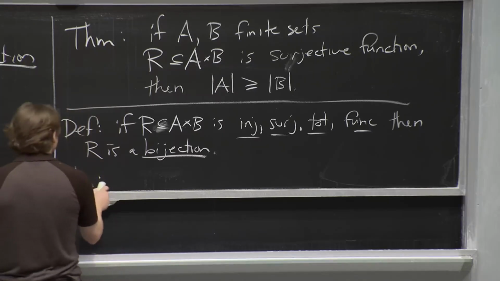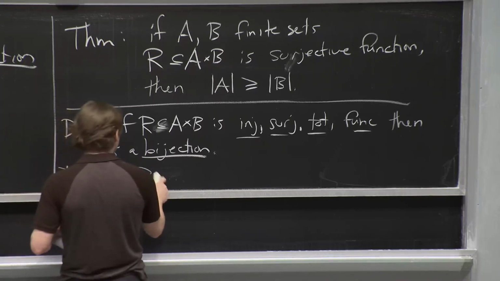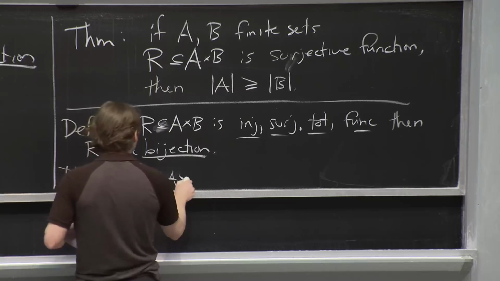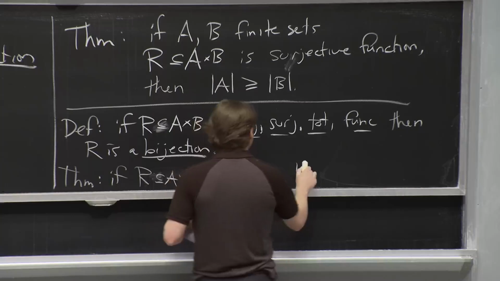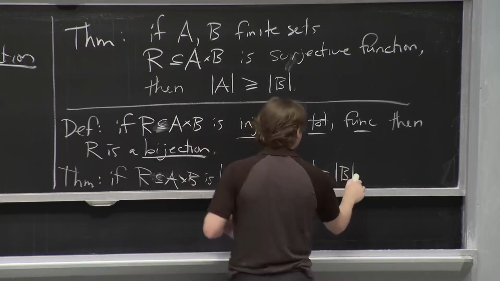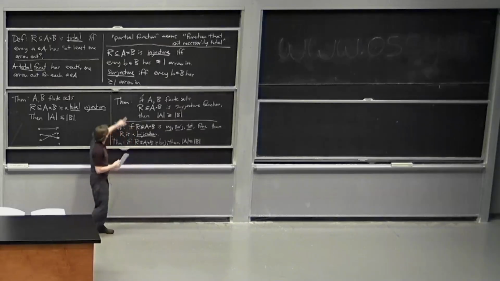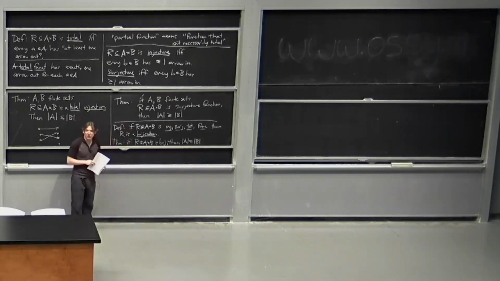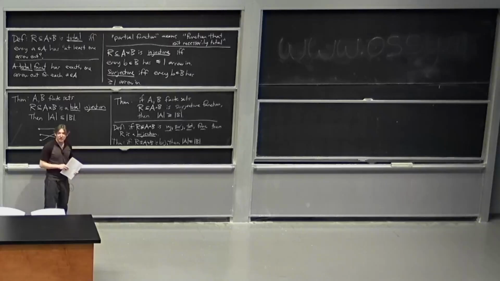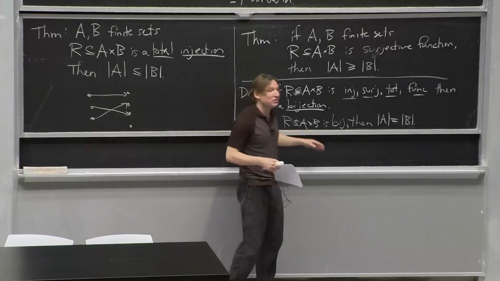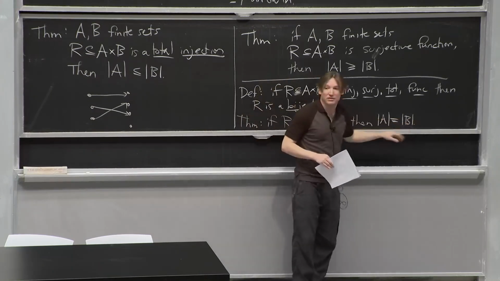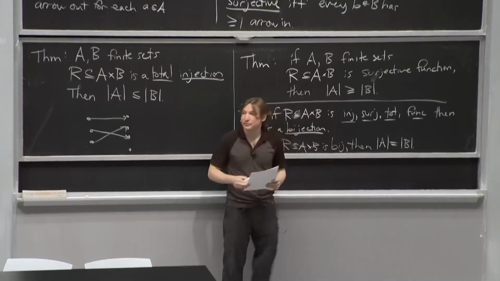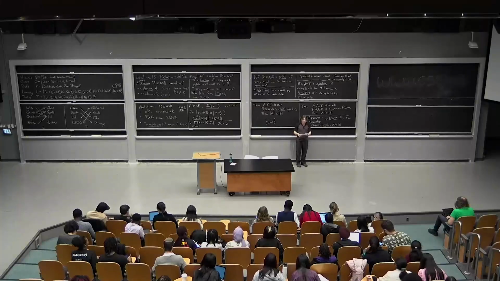And theorem, if R from A to B is a bijection, then the size of A equals the size of B. All we're doing is applying both of these theorems, and we get both inequalities, so the sets have the same size. All right, so bijection is the main tool that we're going to be using in the second half of this lecture to compare the sizes of sets. Questions about that? Wonderful.